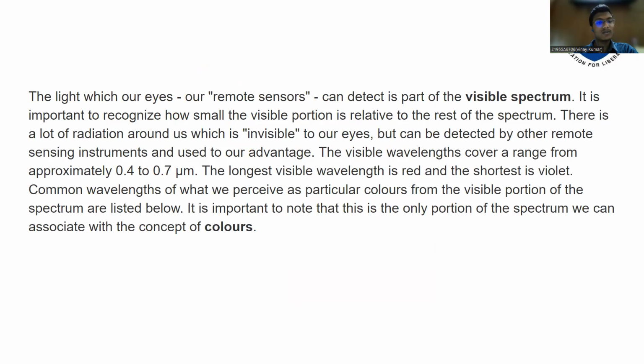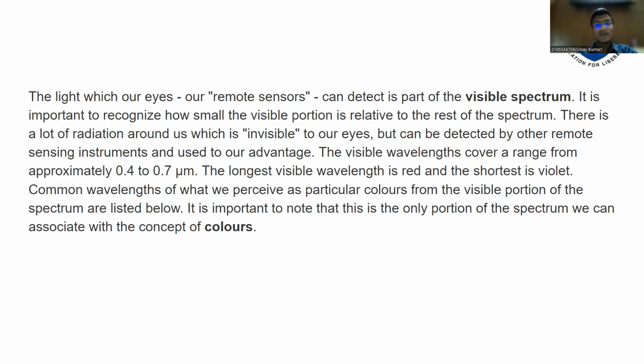The light which our eyes or our remote sensors can detect is the visible spectrum. It is important to recognize how small the visible portion is relative to the rest of the spectrum. There is a lot of radiation around us which is invisible to our eyes, but can be detected by other remote sensing instruments and used to our advantage.